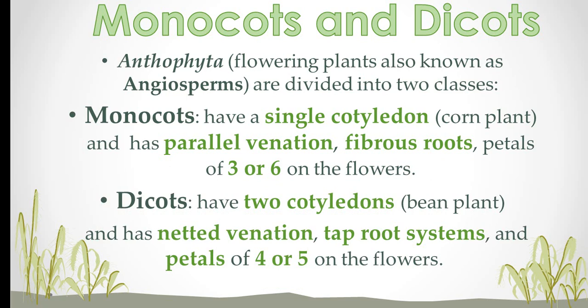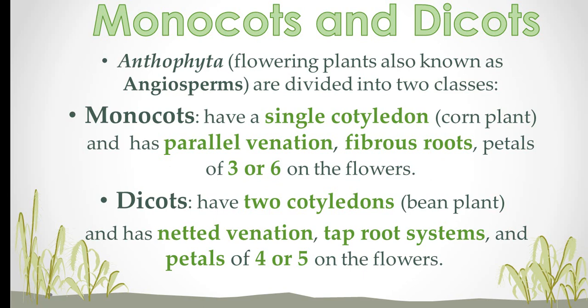Their roots are more like a taproot. So a taproot is a straight root down. Think of it when you pull a carrot out of the ground. That root on there would be kind of thick and tapering down. That's called a taproot. And the petals of their flowers are 5 or 4 on the flowers there. All right, so those are our main differences.